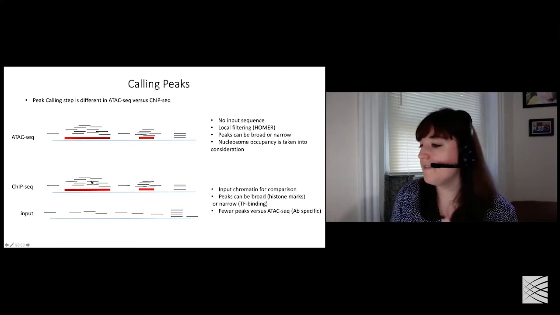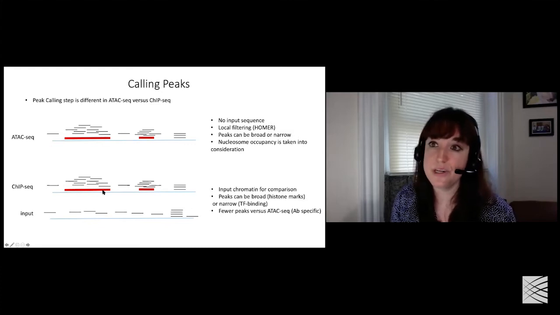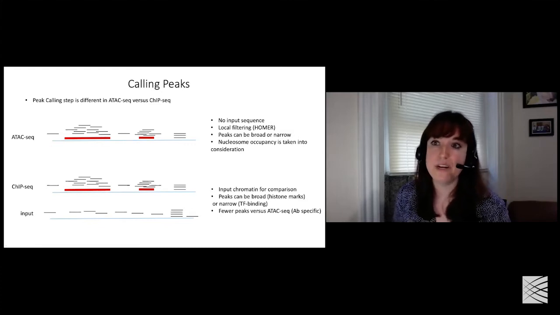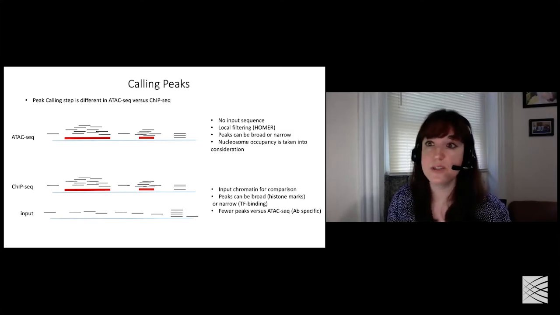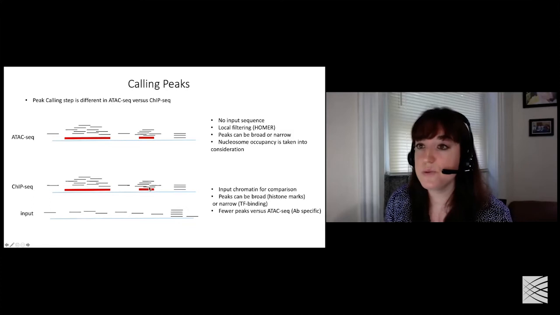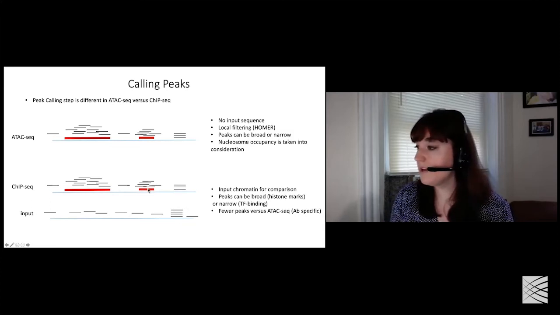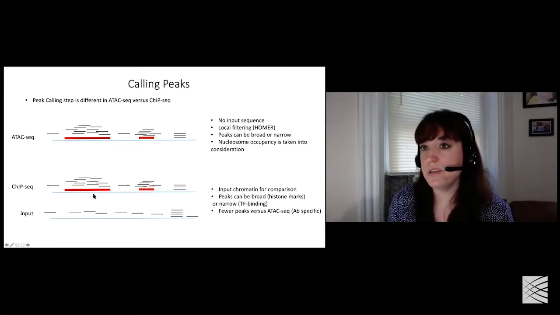So anyway, you have your peaks that are enriched in relationship to input. And again, these peaks can be broad if you're doing a histone mark ChIP, for H3K4 trimethyl, which is indicative of active transcription. These peaks would generally be large. However, if you're doing ChIP-seq with a transcription factor, these peaks would be much more narrow. And overall, you would see much fewer ChIP-seq peaks versus ATAC-seq peaks.